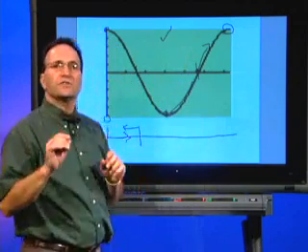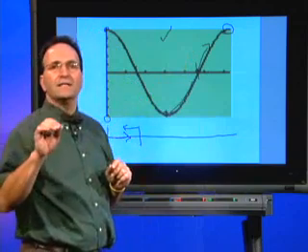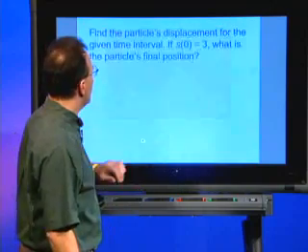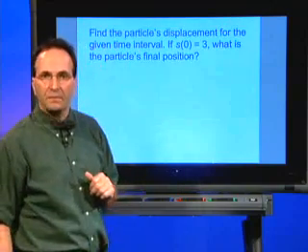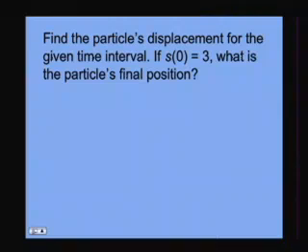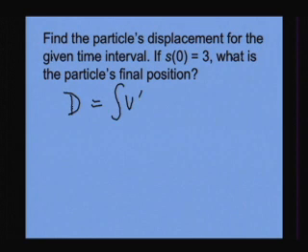Now, let's use the same problem to find the position or displacement. In other words, find the particle's displacement for the given time interval if s of 0, in other words the starting position, is 3. What is the particle's final position? Well, of course, we have to remember that displacement, d, is equal to the integral of the velocity.